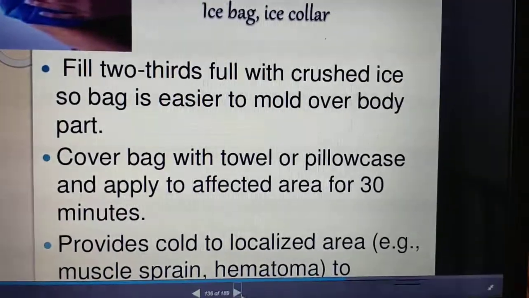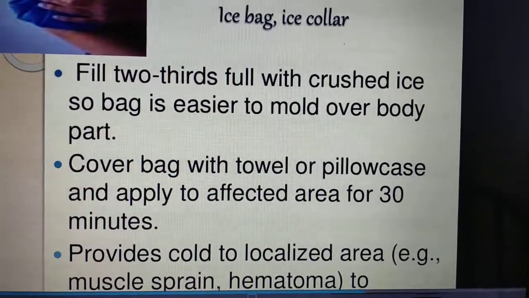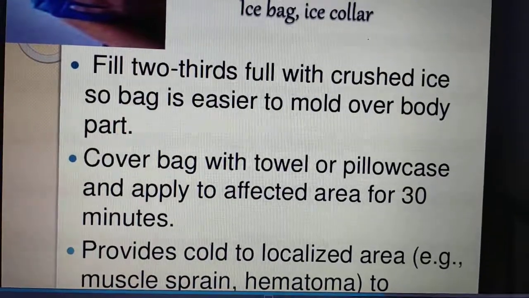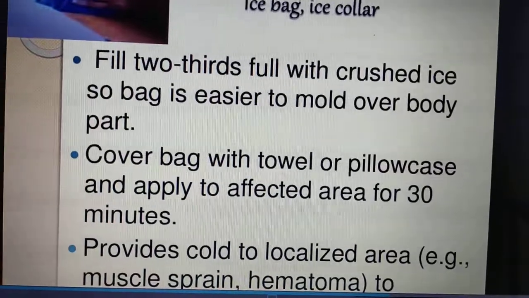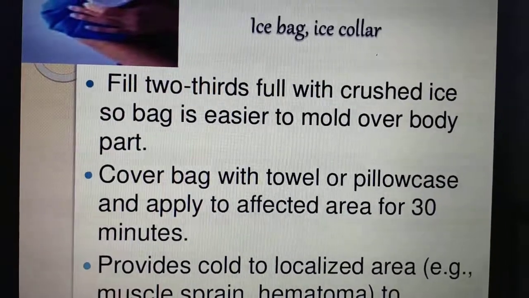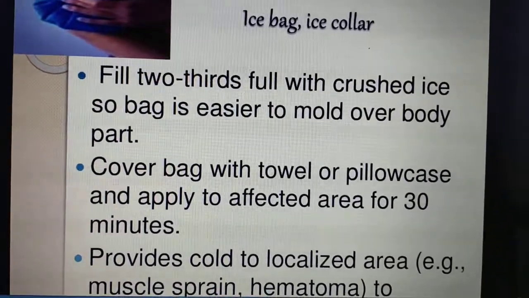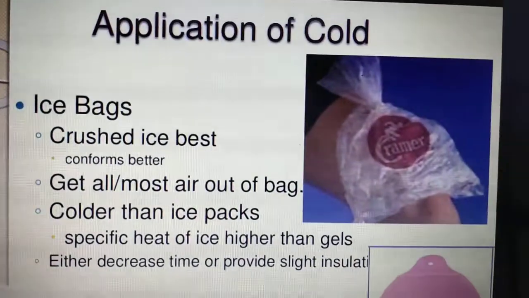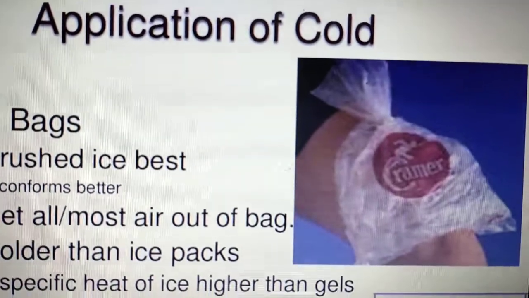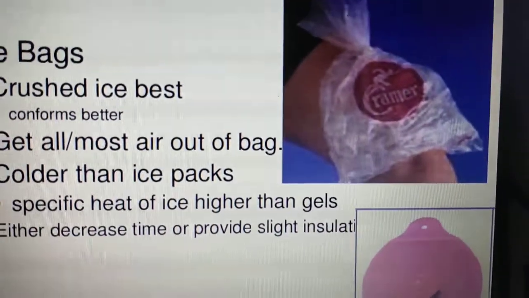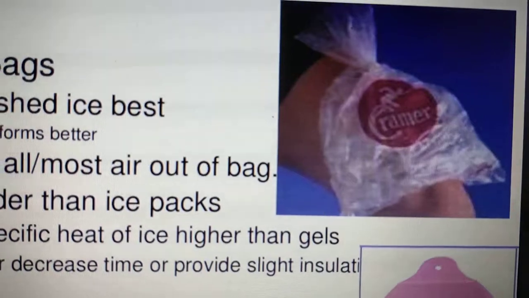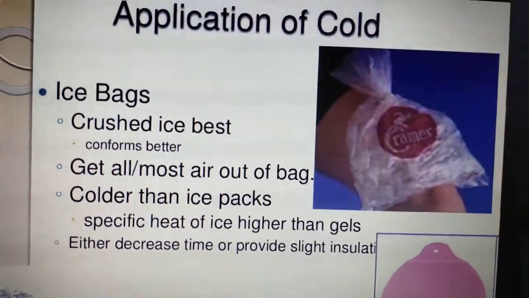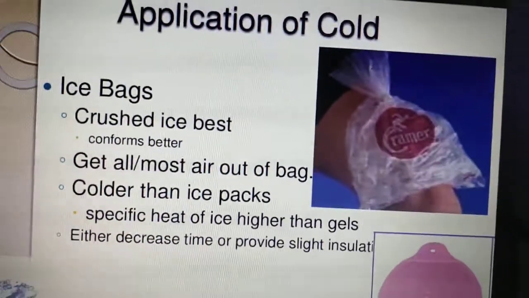Clear? Then it provides cold to the localized area. For example, for a hematoma to stop the blood, and if there is muscle sprain or muscle pain or any bleeding, in that part we can keep this ice bag or ice collar. Here you are seeing, this is what we call an ice bag. Ice bag and ice collar we can say like this. The crushed ice we can keep wherever the body needs. Clear? So this is the ice bag.